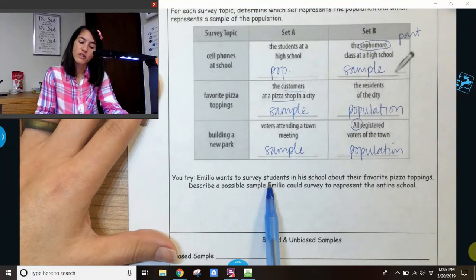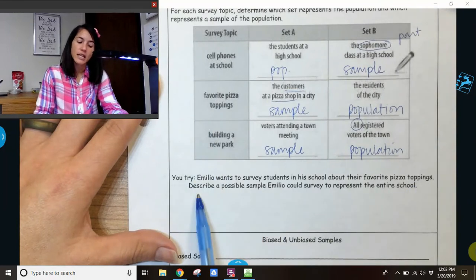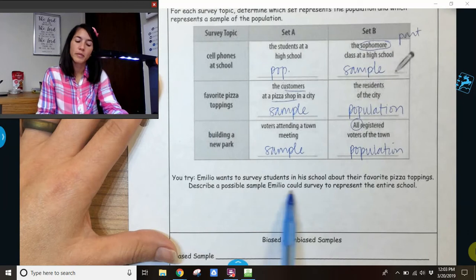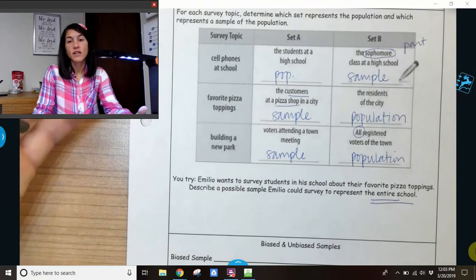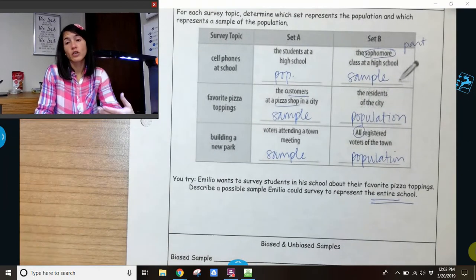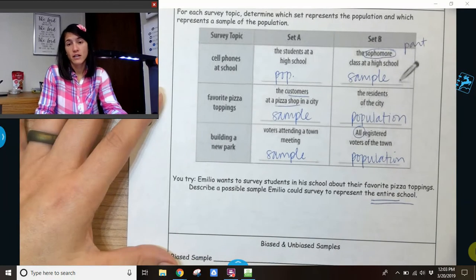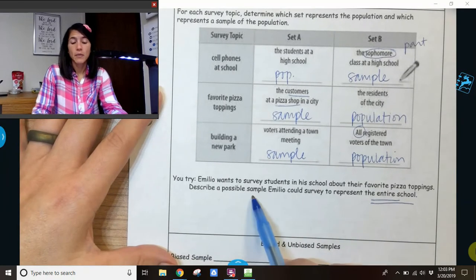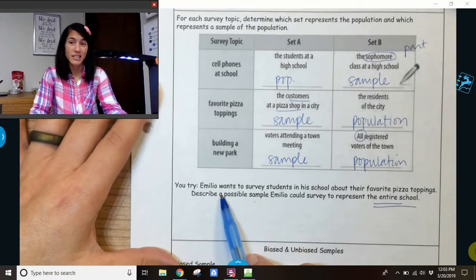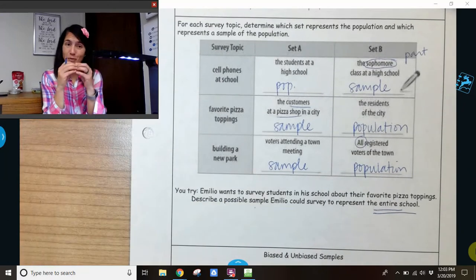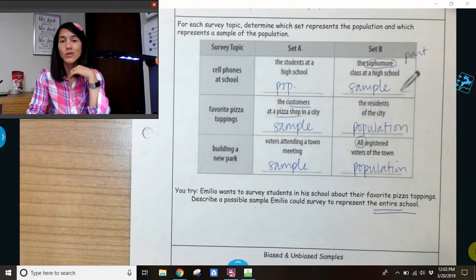Emilio wants to survey students in his school about their favorite pizza toppings. Okay, so favorite pizza toppings. Describe a possible sample Emilio could survey to represent the entire school. So this one is actually asking for you. What could be a way that he could survey a sample to represent the entire school? He wouldn't just ask his friends, because just Emilio's friends, his small group of friends, doesn't represent the whole school.